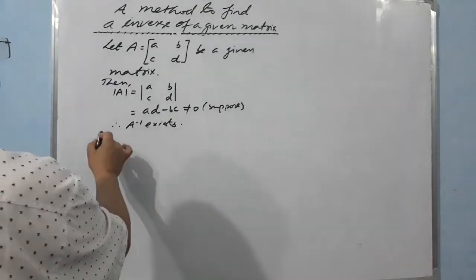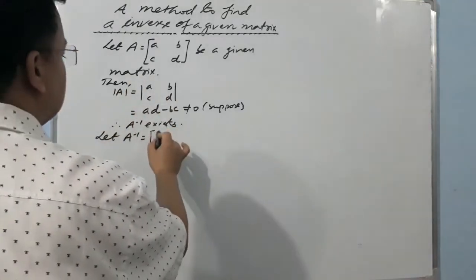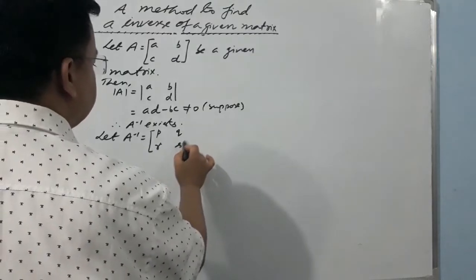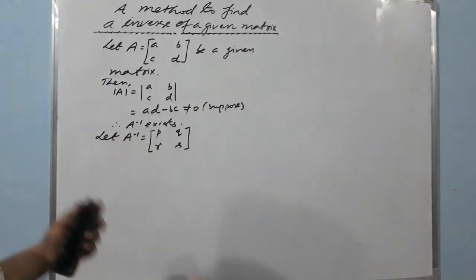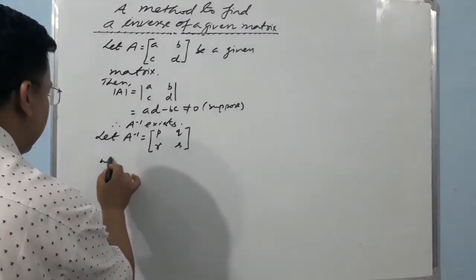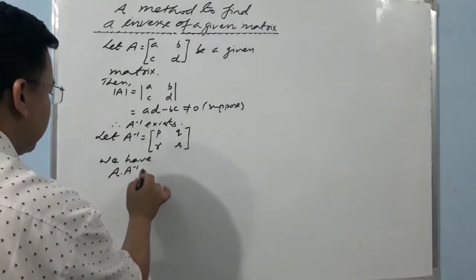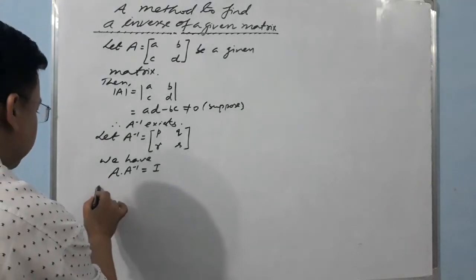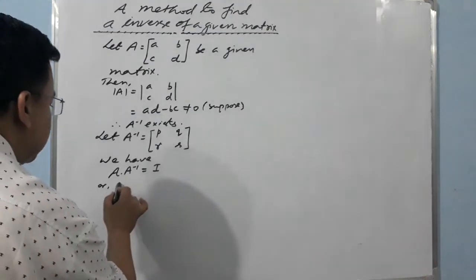So if A inverse exists, let A inverse be equal to [P, Q; R, S]. These are the elements of A inverse that we have supposed. By definition, we can say A into A inverse is equal to I, where I means the unit matrix. They are inverse to each other, so the product is equal to the identity matrix.